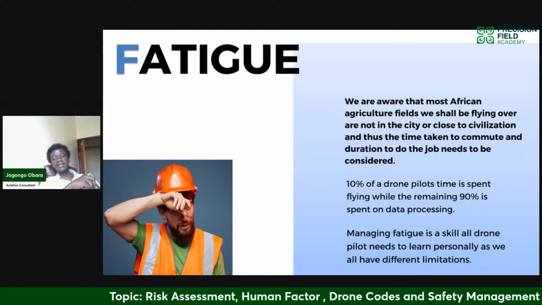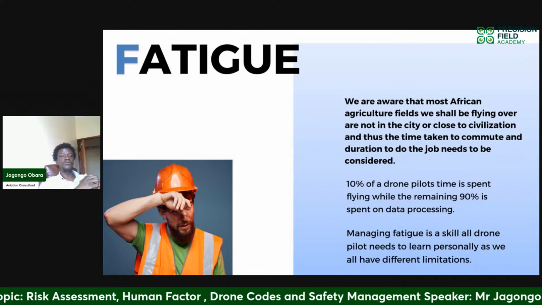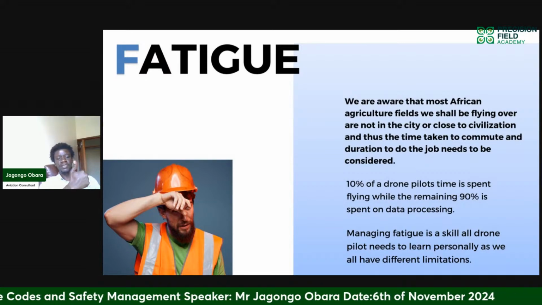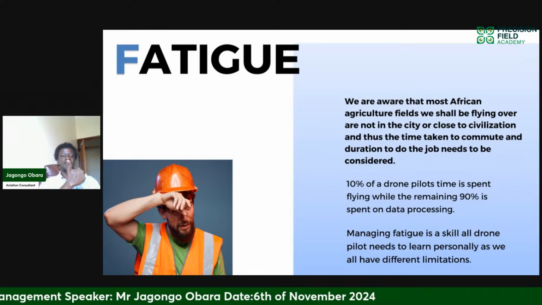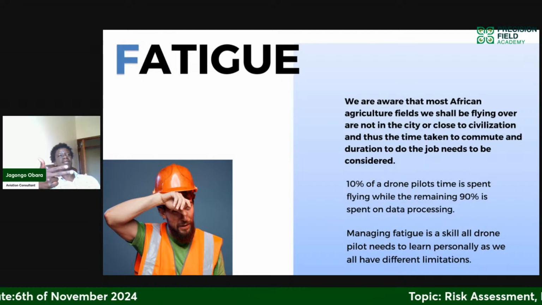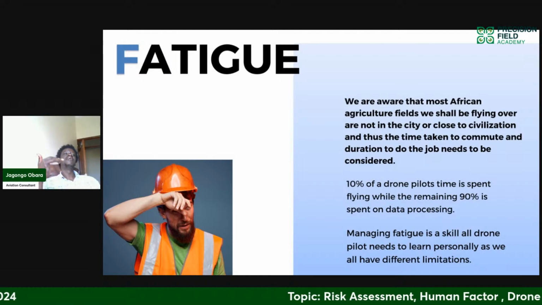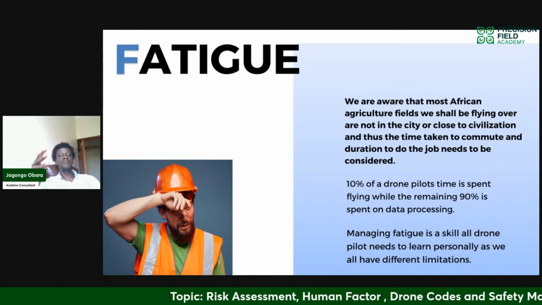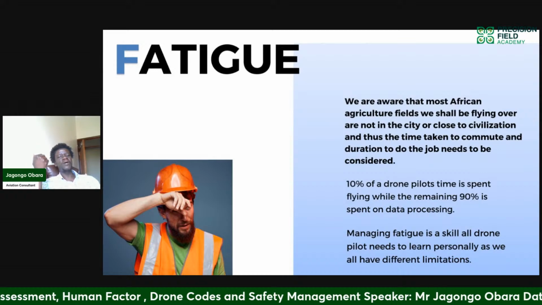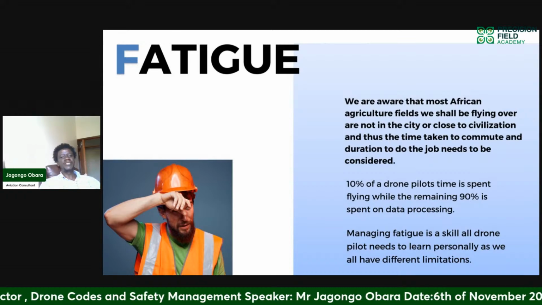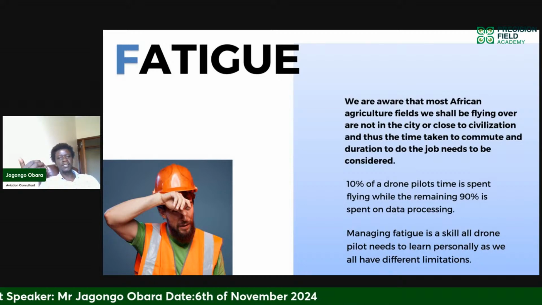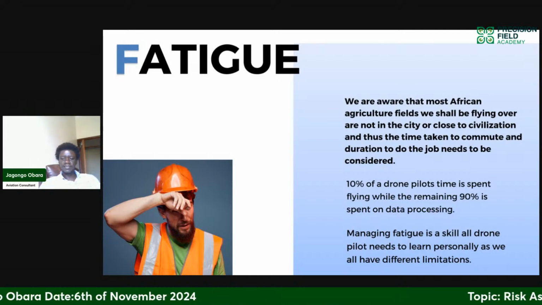So fatigue is a real risk or a real hazard to drone operations. You remember you've spent time traveling to get to the location. You have spent 10% of your time flying the drone, and then you still want to spend 90% of your time processing this data, and then you want to spend more time explaining it to the farmer, and then you want to head back to HQ, and probably you also have additional data that you might want to give to your superiors or to the Civil Aviation Authority, and so on and so forth. So fatigue is a real risk.